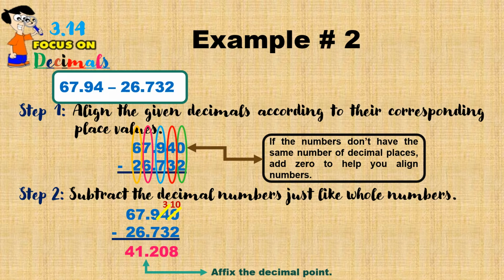So 67.940 minus 26.732 equals 41.208. Do not forget to affix the decimal point.